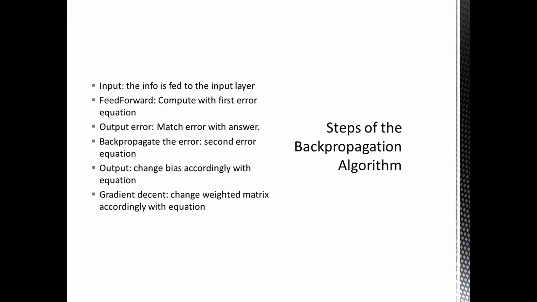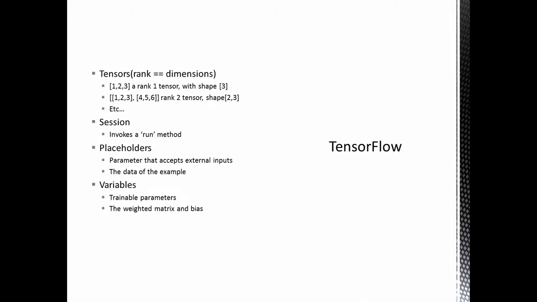Because if we know the answer in supervised learning, we can measure the actual outcome that we get compared to the actual answer, adjust the error, move it back. And then change the bias, change the weight. The weight will be changed using gradient descent, the weight matrix.